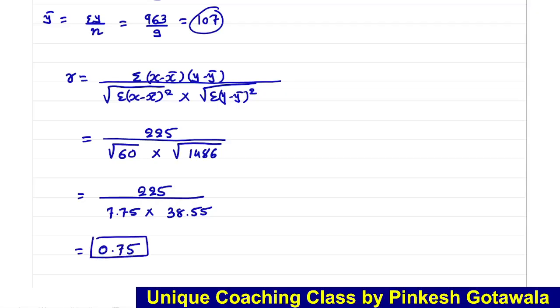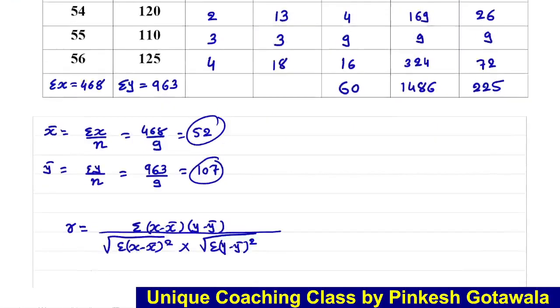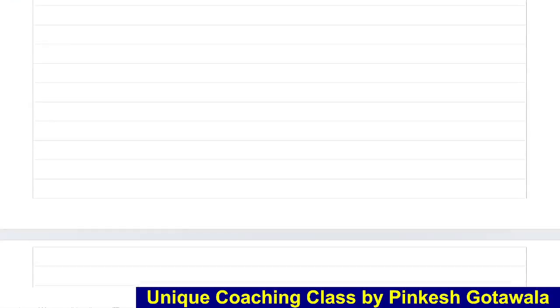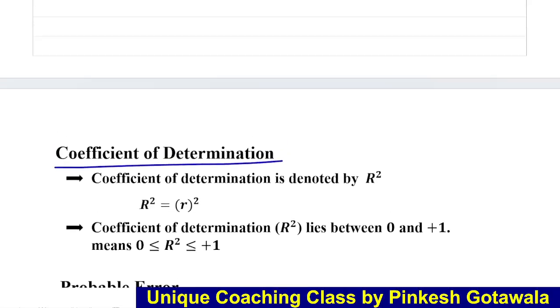So here they asked to find out correlation. It was completed. Now the new point, what they asked, find the determinant number. So how to find out determinate number? Very simple and easy. It is called coefficient of determination, and it is denoted by capital R square.